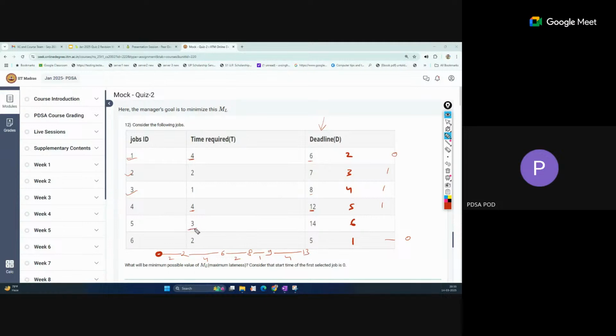And next is 3. So 13 plus 3 is 16. The deadline is 14, so 16 minus 14 is 2. So we got all the lateness, and what is the maximum value among all these? This one, 2. And this is the answer to this.